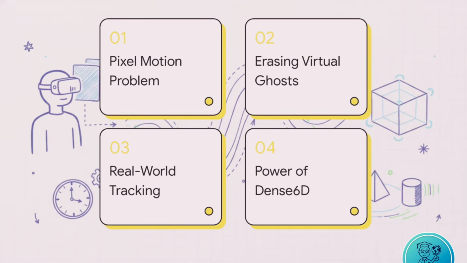Here's our roadmap for today. We're going to start with the pixel motion problem in virtual environments, look at how developers erase virtual ghosts, then jump over to tracking real-world motion, and finally, unpack the sheer power of an algorithm called dense 6D. Let's get right into it.